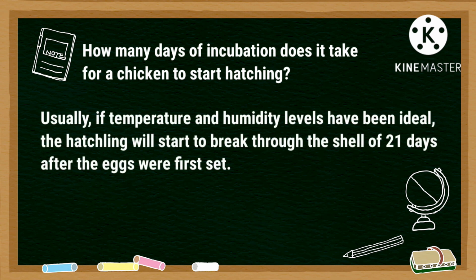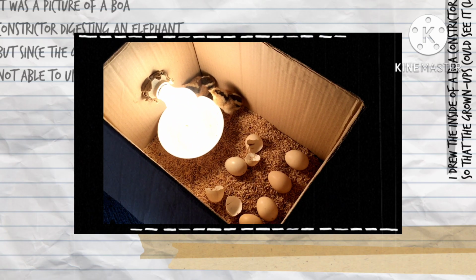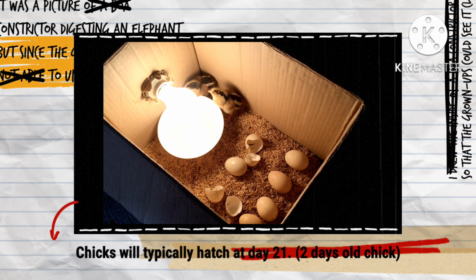So how many days of incubation does it take for a chicken to start hatching? Usually, if temperature and humidity levels have been ideal, the hatchling will start to break through the shell 21 days after the eggs were first set. Chicks will typically hatch at day 21.